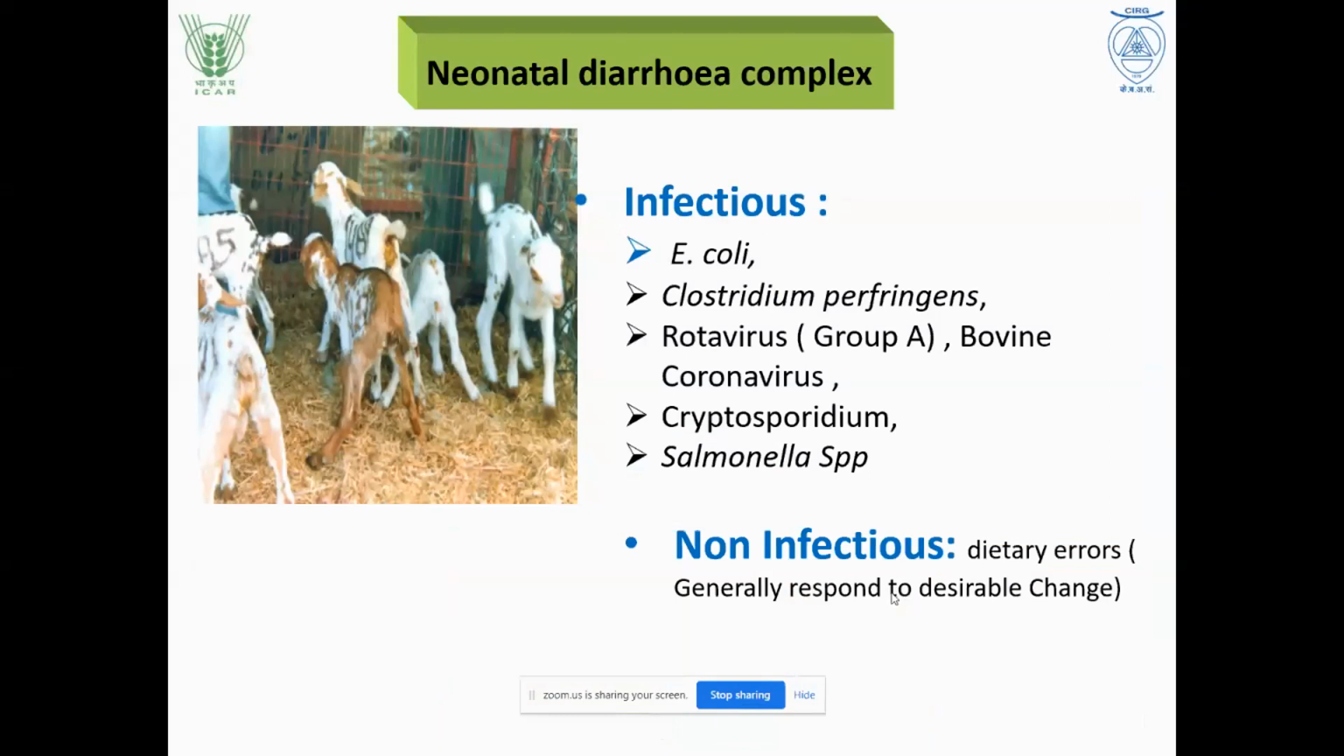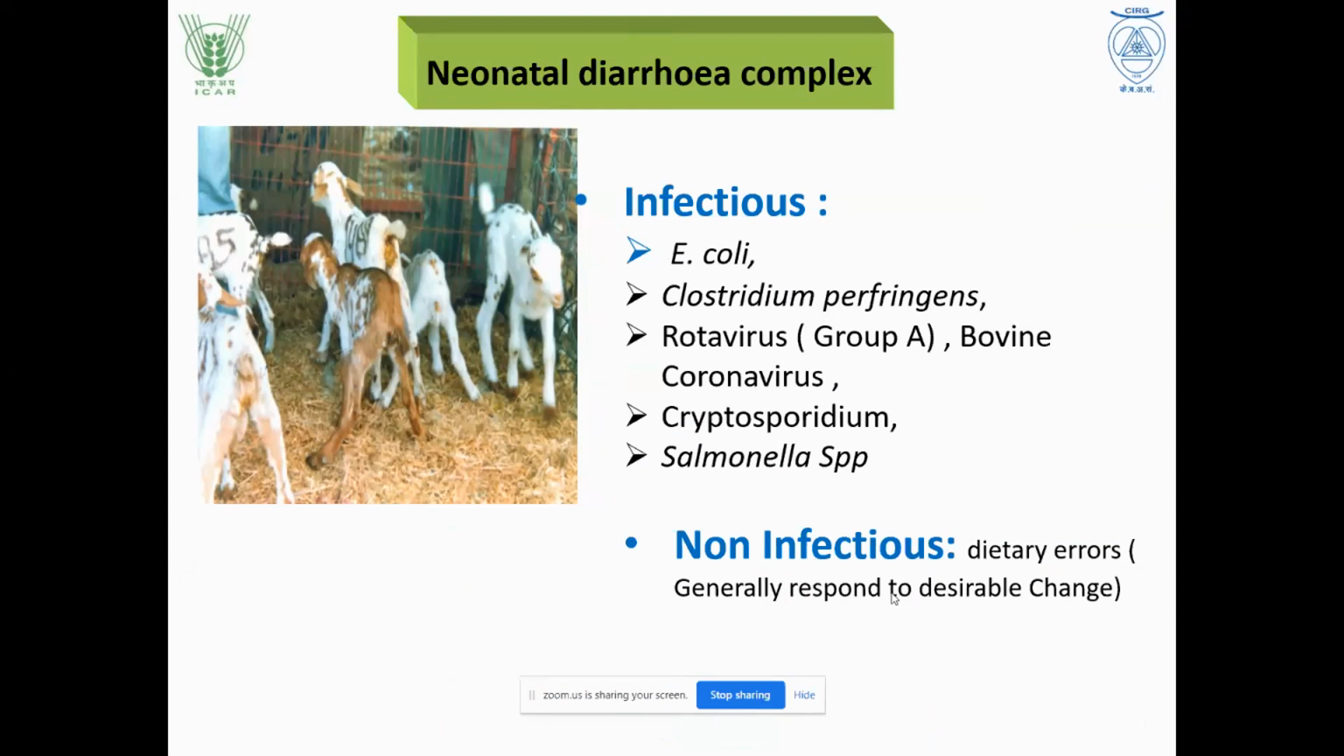Now we come to one of the most important, the biggest killer or biggest reason of mortality, which is neonatal diarrhea. Neonatal diarrhea is a complex. There are various organisms, various reasons associated with neonatal diarrhea. Among the infectious reasons, the commonest ones are E. coli, Clostridium perfringens.